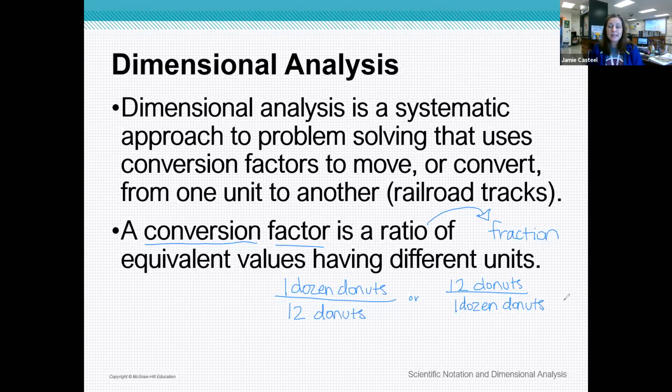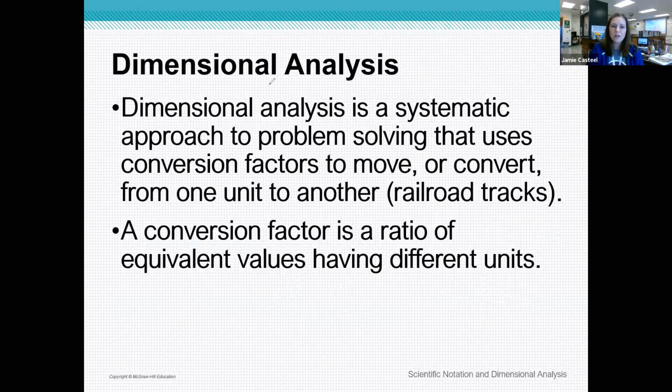Minutes and seconds. How many seconds are in a minute? 60 seconds in 1 minute. Or I can put 1 minute on top. If two things are equal, they mean the same, or they're mathematically equal, you can put them in these conversion factors and you just kind of arrange them in a certain way. Let's go see how we do it.